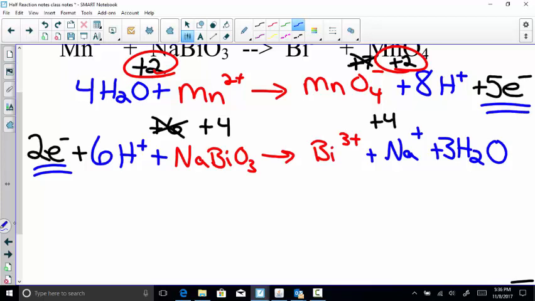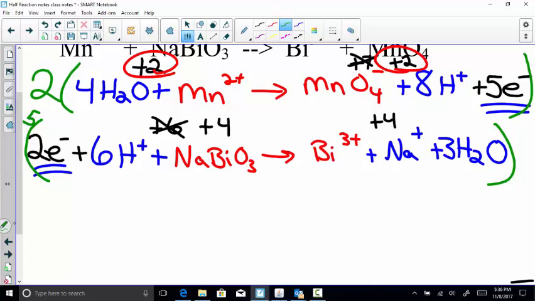Essentially, you are looking for a least common multiple. And in this case, it's 10. So if I take this top equation, and I haven't used green yet, if I take this top equation and I multiply it by 2, that will give me 10 electrons. If I take this bottom equation and I multiply it by 5, sneak a 5 in there, that will give me 10 electrons there.